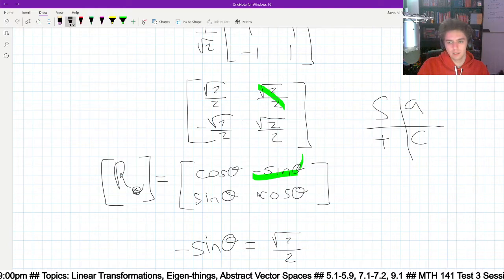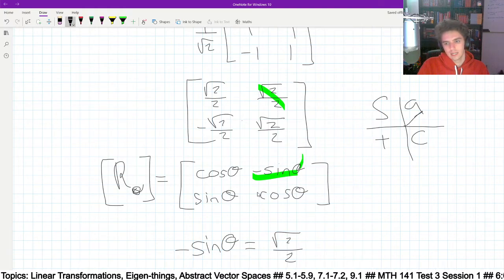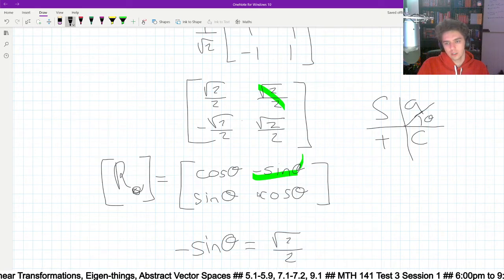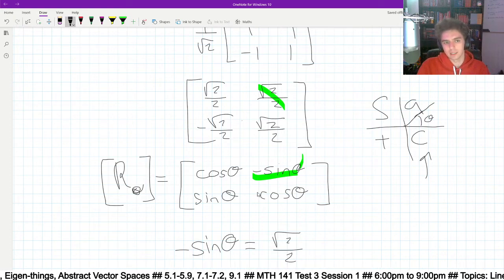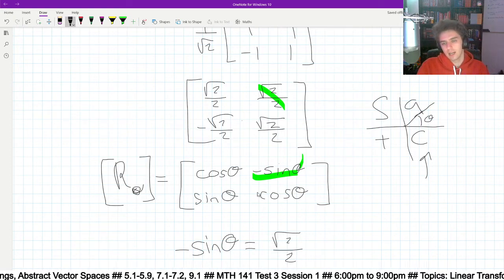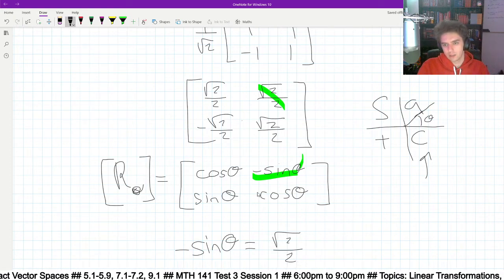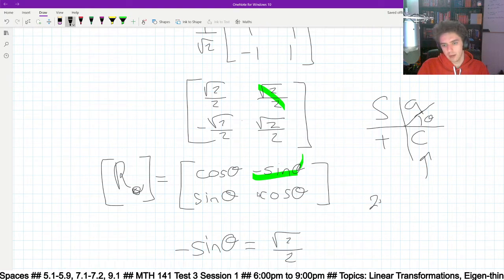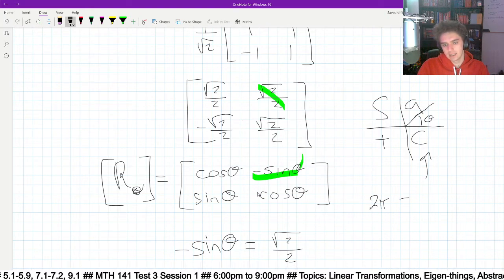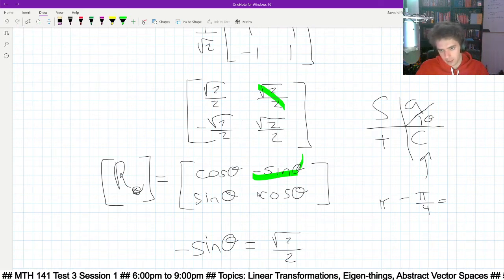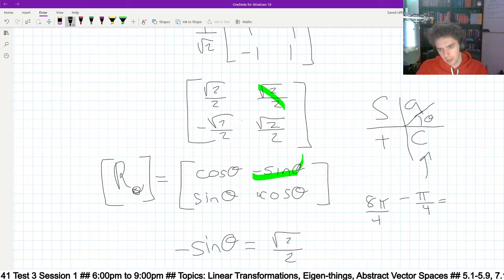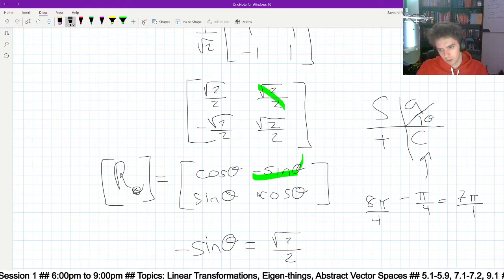Everything else is negative. So to get an angle from here into the third quadrant, the same angle with the same trig... Sorry, I shouldn't say the same angle. It's not the same angle, but the same trig ratios for that angle. To get into the third quadrant, you just do 2 pi minus theta. In this case, theta was pi over 4. So 2 pi minus pi over 4 is 8 pi over 4 minus pi over 4, which is 7 pi over 4.